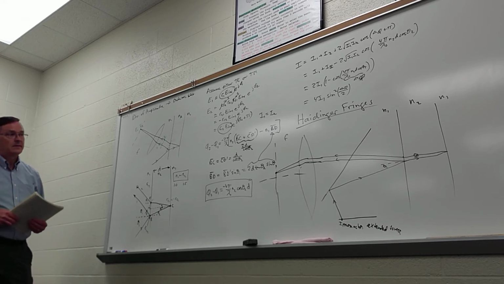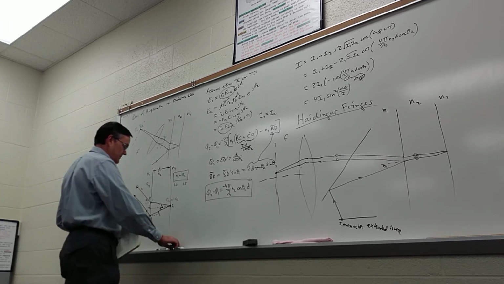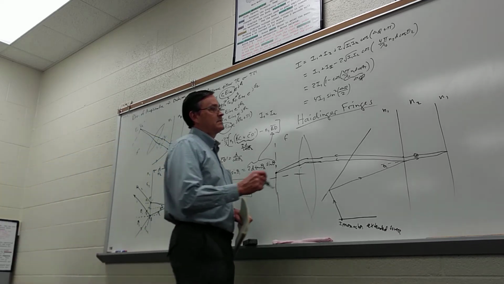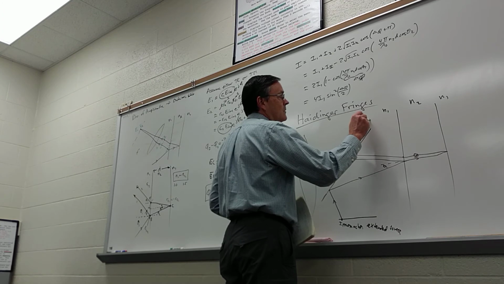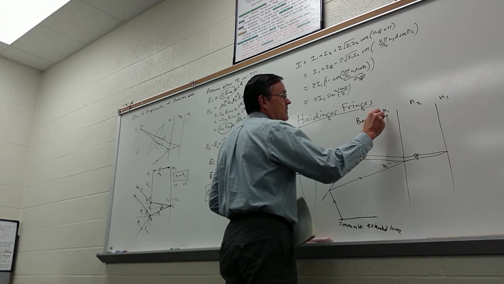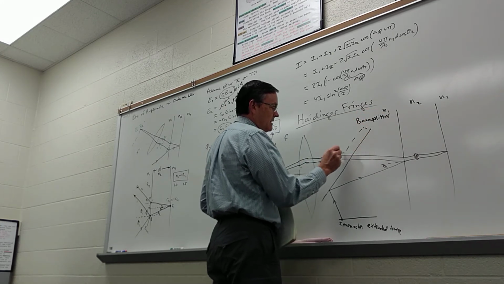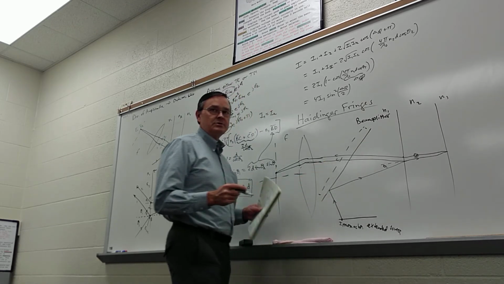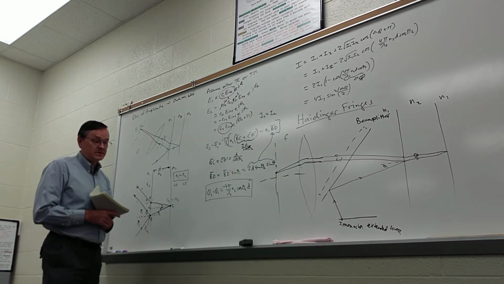What's this angled interface? That's a beam splitter. Yes. And it's on a piece of glass. It's the partially metallized surface on a piece of glass.